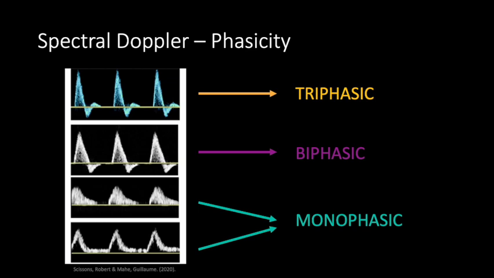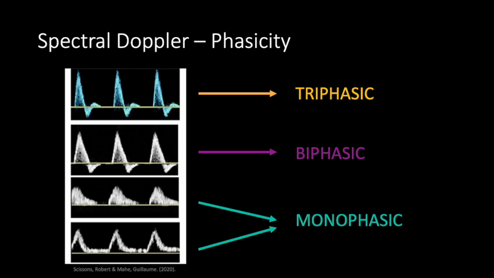This curve only crosses a zero flow line once, resulting in a biphasic wave. And lastly, we have a couple examples of monophasic waveforms, which show only positive velocities and no reversal of flow. As it does not cross the zero flow line, these are both examples of monophasic waves. Now, it's natural to assume that one of these patterns is normal and that deviation from that is abnormal.